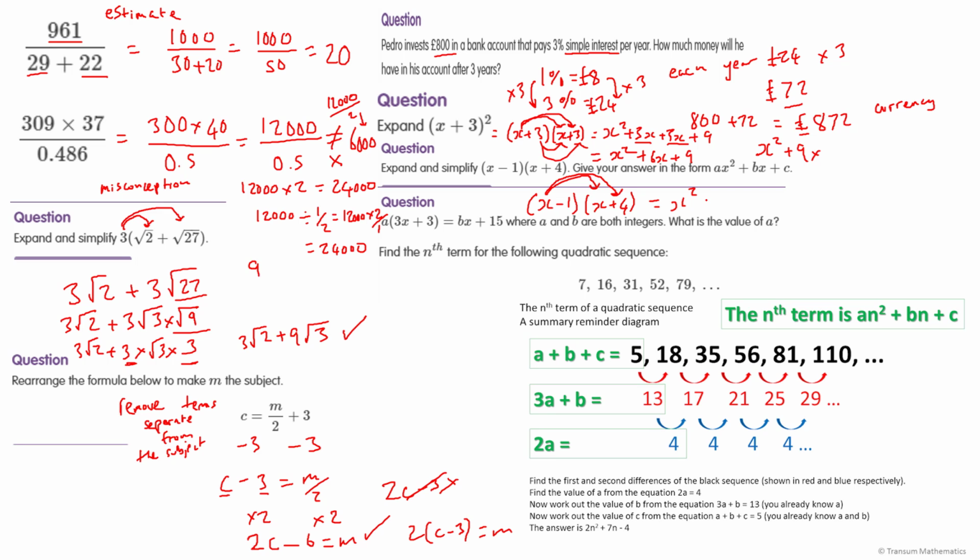Times it x plus 4 times x and 4. So that's plus 4x. Now let's do the negative number. Now can you see that's minus 1x. So that's just minus x. And minus 1 times plus 4 is minus 4. So 4x minus x, that's the only thing that can be simplified. So that's going to be x squared plus 3x minus 4.